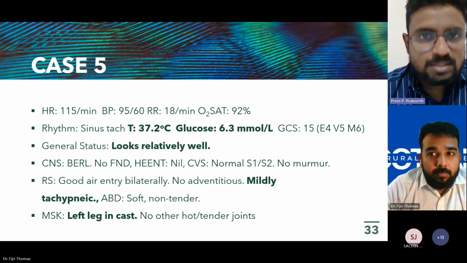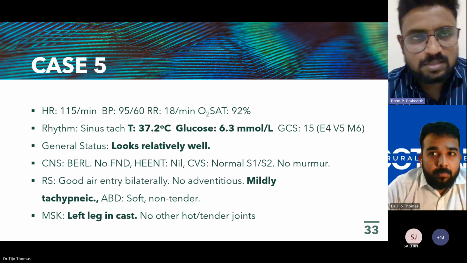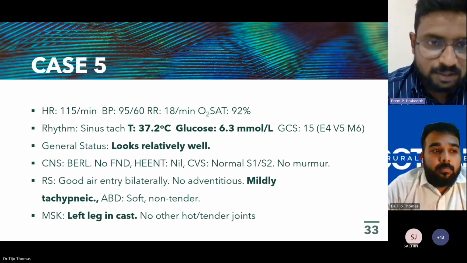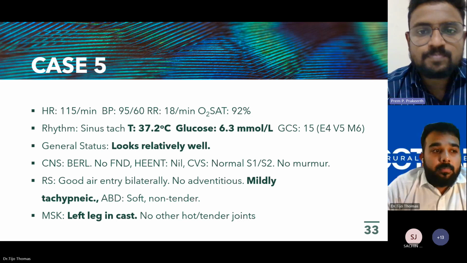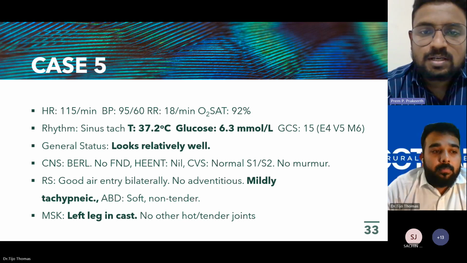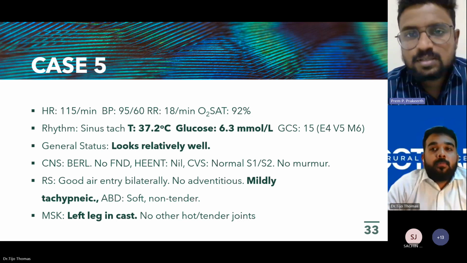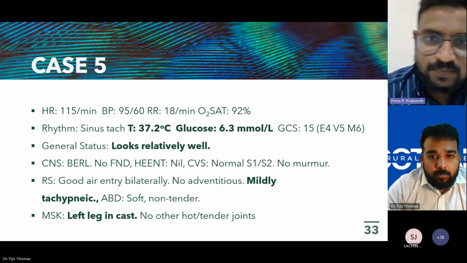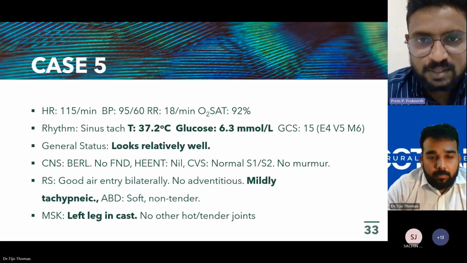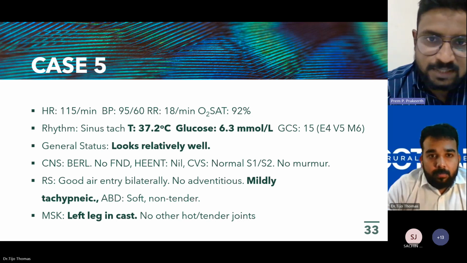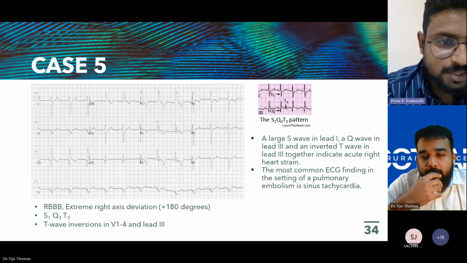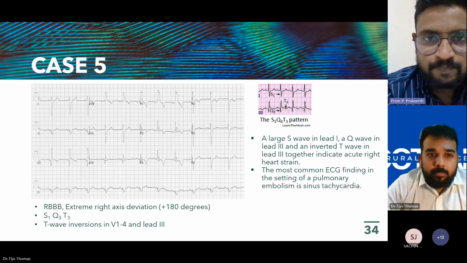You look for a DVT. You analyze the history, whether the patient is bedridden, whether he has got any risk factor for developing a DVT or a pulmonary embolism. Then you can look at other clinical signs, whether he's having any signs of acute right heart failure. Then you can order an ECG. You can look for the ECG changes. So what changes do you expect in a case of pulmonary embolism?